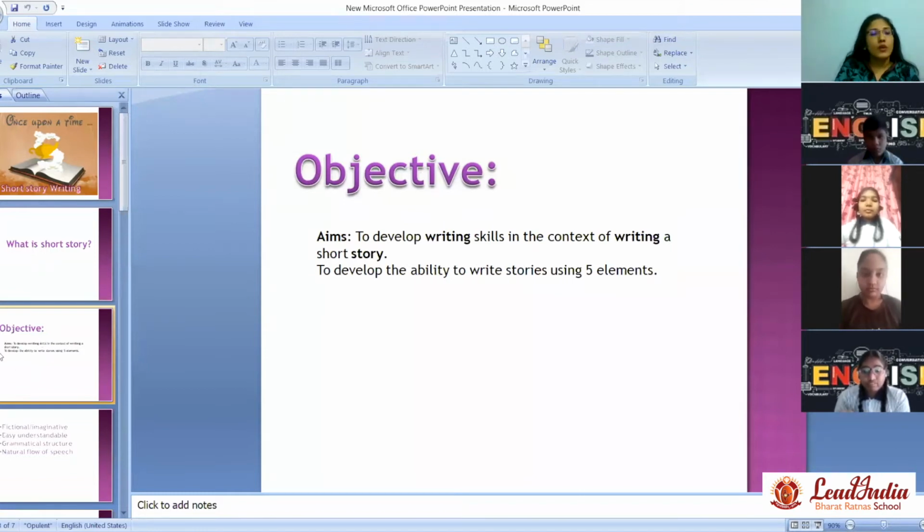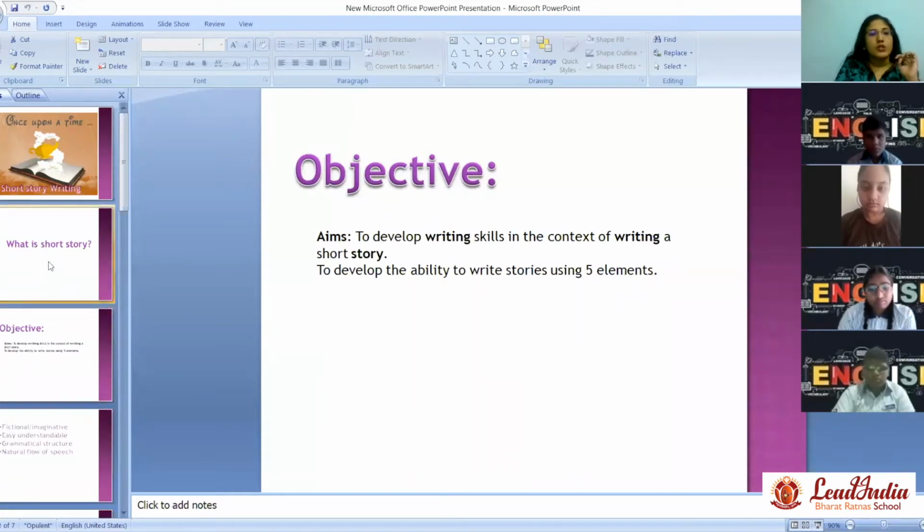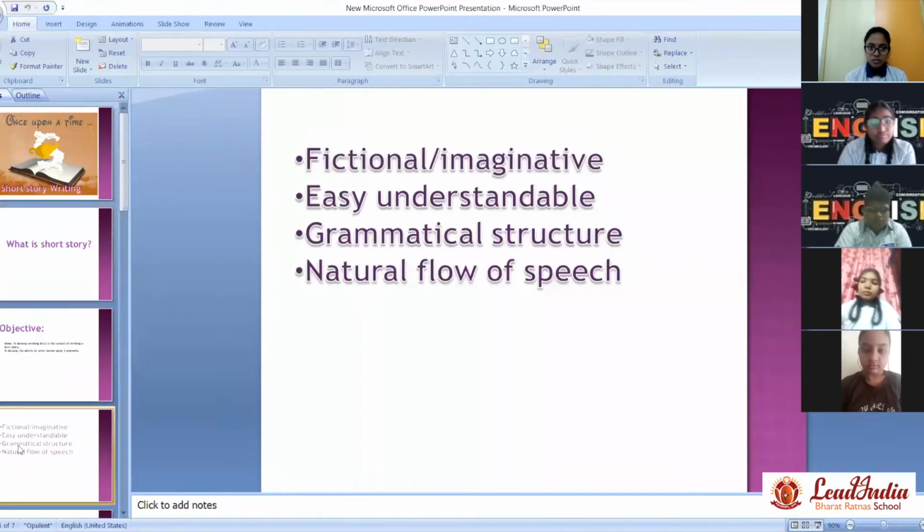Basically, we are looking for the 5 elements. That is the main objective of our class. Now, what is a short story? I will define it. A short story is nothing but a fictional or imaginative story. It should be easily understandable, and it should have a good grammatical structure. Next, it should also have a natural flow of speech. When I say a short story, these are the main features that come to us.